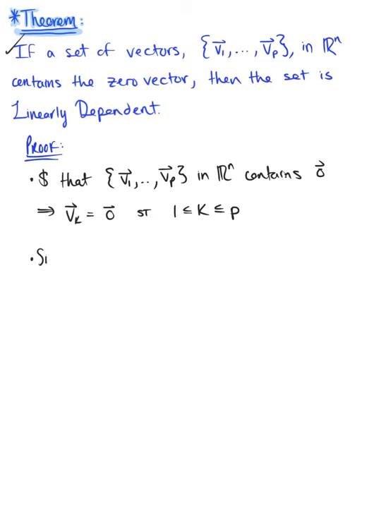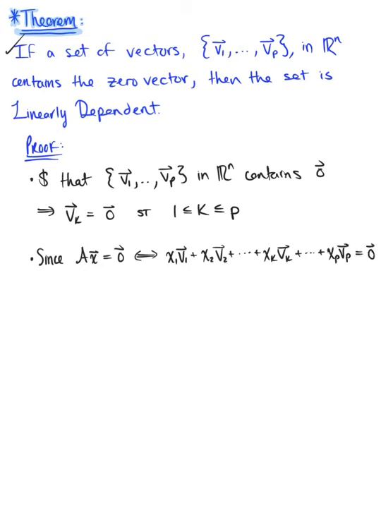Okay, well, since we know that the homogeneous matrix equation is equivalent to the vector equation, this is equivalent to saying that x sub 1 times vector v sub 1 plus x sub 2 times vector v sub 2 plus, all the way up, somewhere in this vector equation there exists an x sub k times vector v sub k, plus all the way to that last term, x sub p times vector v sub p, is equal to the zero vector.